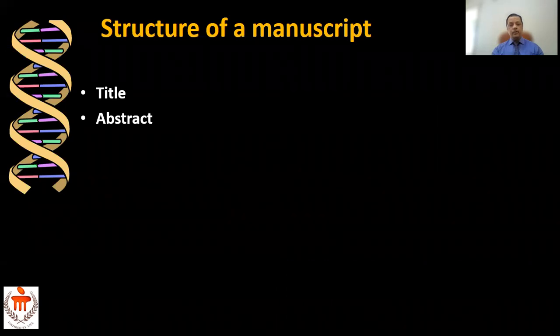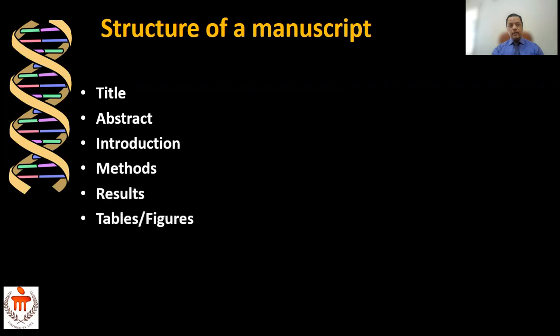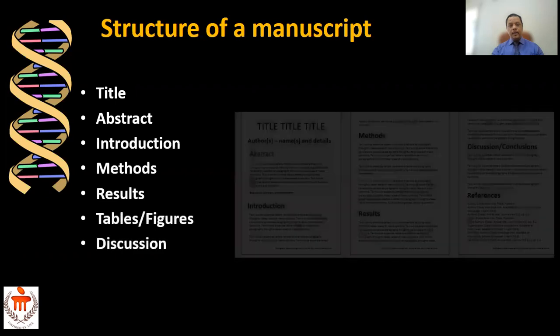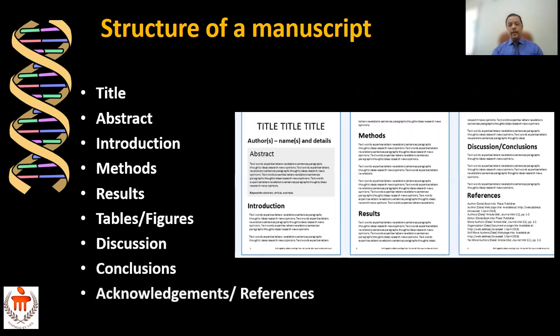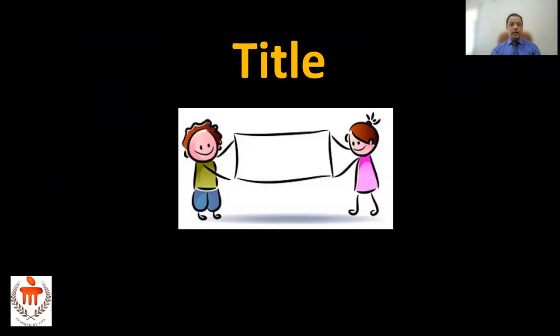In most of the journals it would be the title, the abstract, introduction, methods, results, tables and figures, discussion. So that's how it goes, and finally conclusions, acknowledgements and references. So I'll just go one by one of these and start off with the title itself.